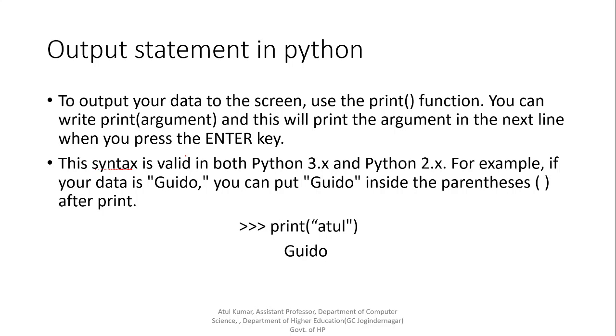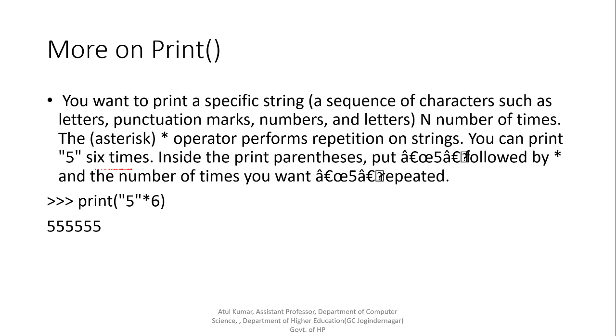Next important statement in Python is the output statement. To output the data to the screen, in Python we use the print function. You can write print in brackets, you can take any kind of argument, and this will print the argument in the next line when you press the enter key. The syntax is valid in both Python 3 and Python 2. For example, print in brackets, I have just written Atul, so it will print Atul.